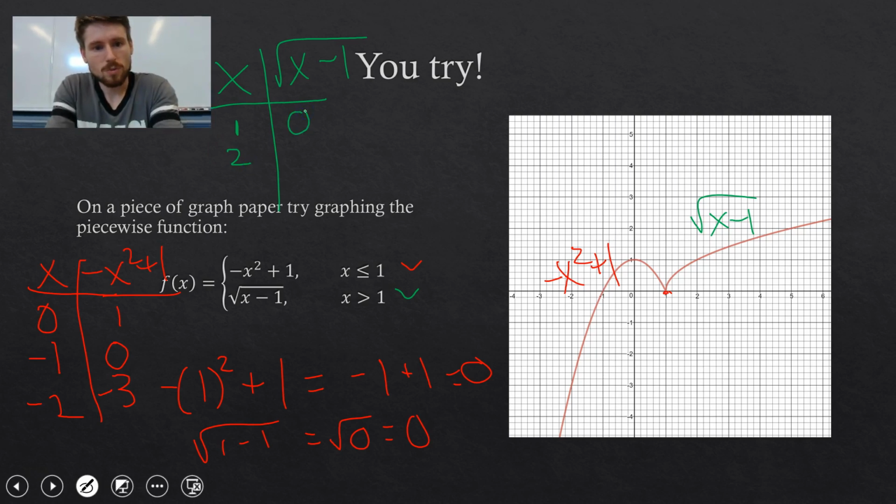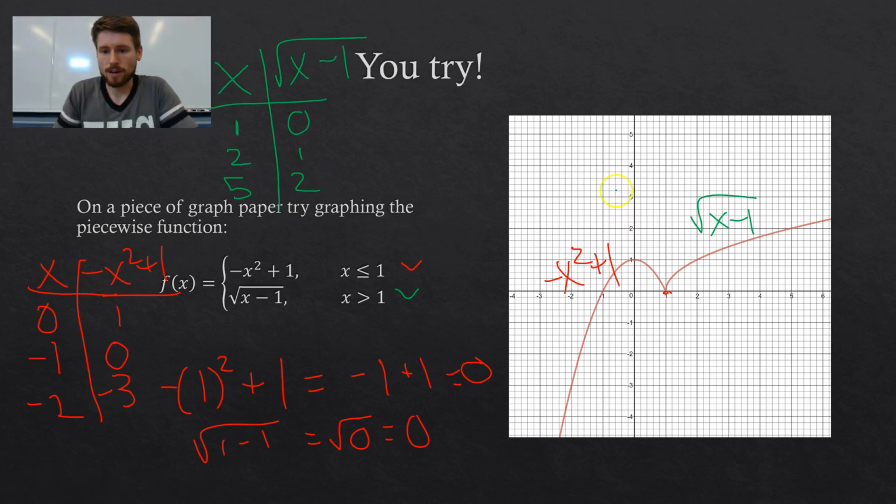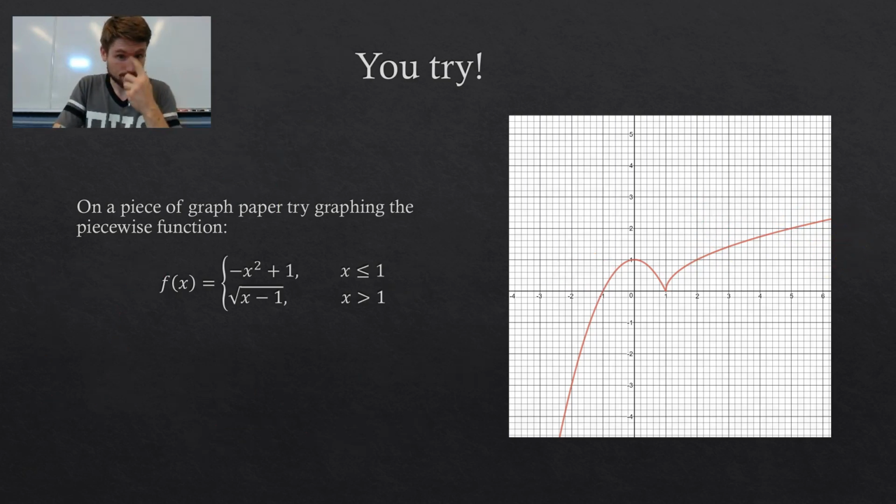you're going to get the square root of 2 minus 1, which is 1. If you were to plug 5 in, you're going to get root 5 minus 1, which is root 4, which is 2, and so forth. So you can plug those points, and you can see them on the graph over here. Here's 2, 1 right there, and here's 5, 2 right over there. Okay, let's try another one.